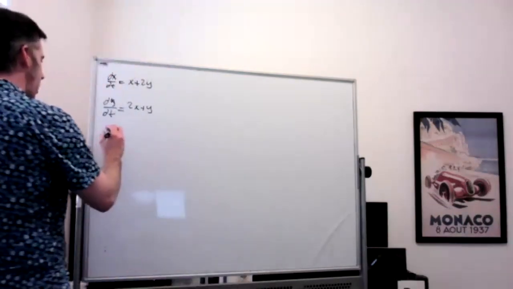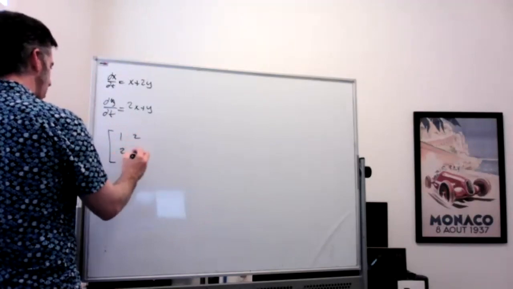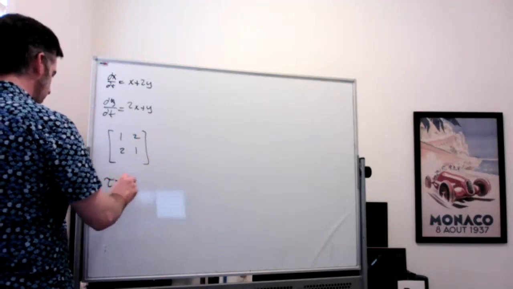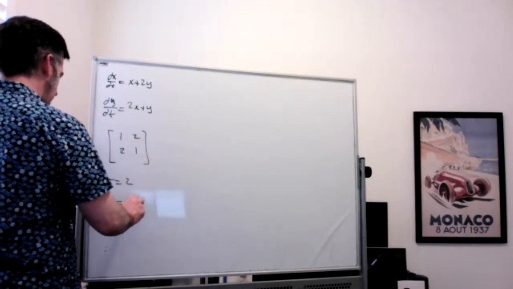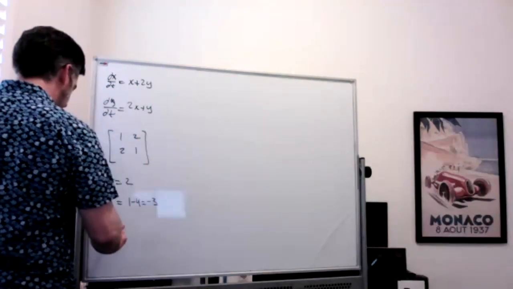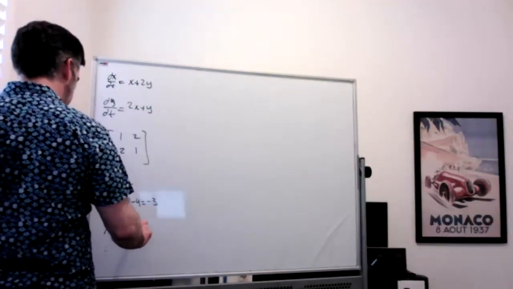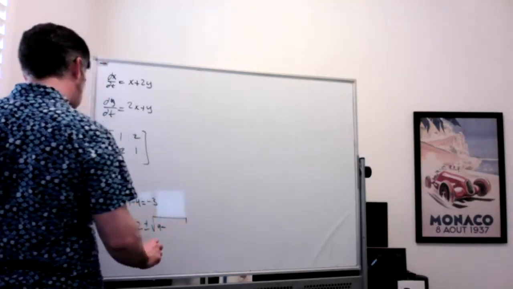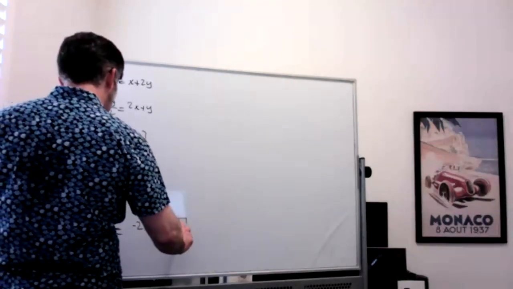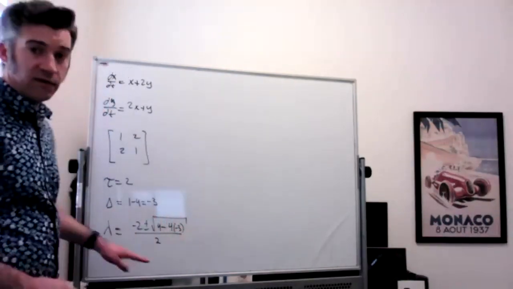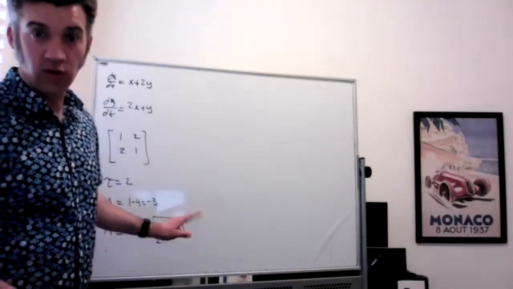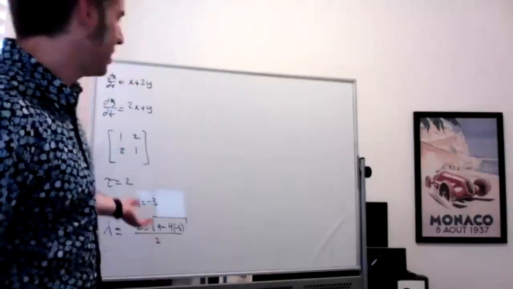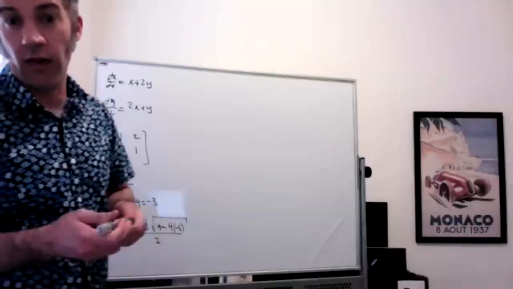Okay, so we've got the matrix 1, 2, 2, 1. We want to find the eigenvalues. So the trace is equal to 2. The determinant is equal to 1 minus 4, which is negative 3. The eigenvalues are negative 2 plus or minus the square root of 2 squared minus 4 times negative 3, over 2. If you don't like doing it this way, find the eigenvalues whatever way you prefer. This is just the way that I find the easiest. This one would probably be just as easy the other way we talked about.